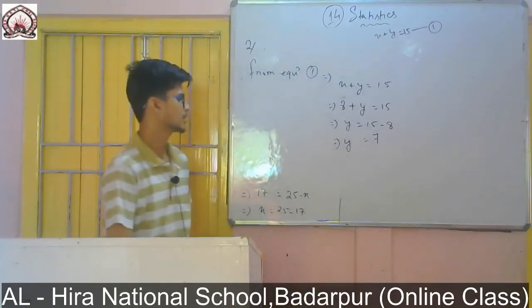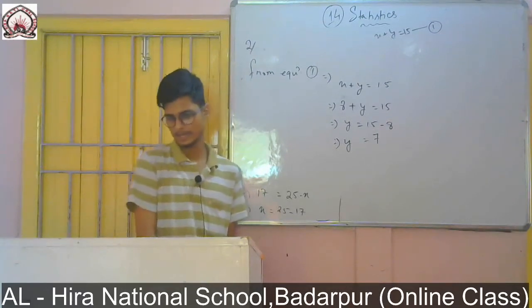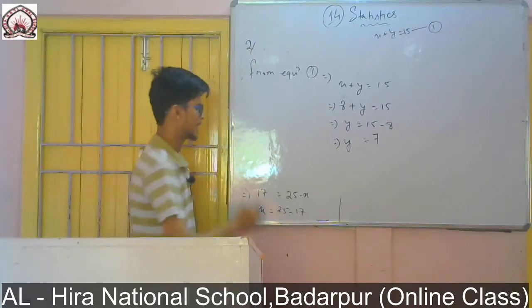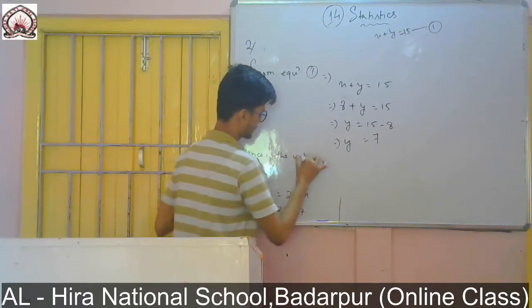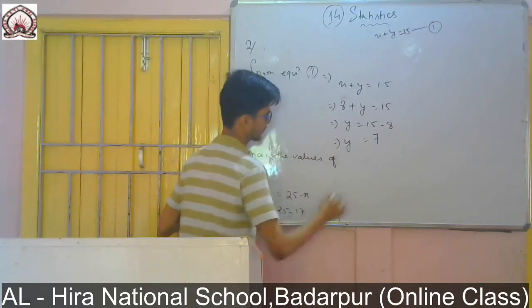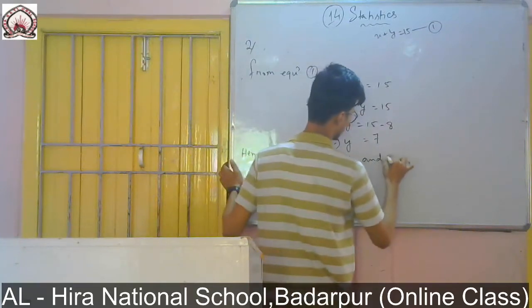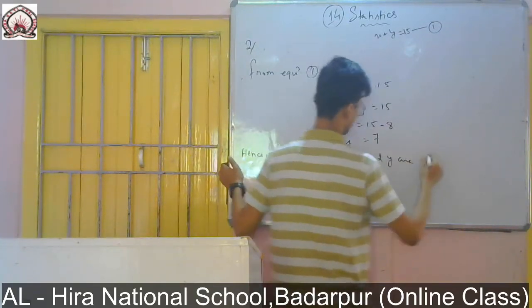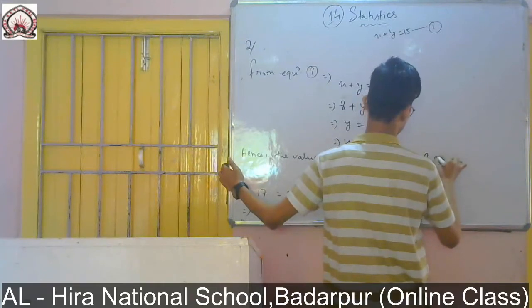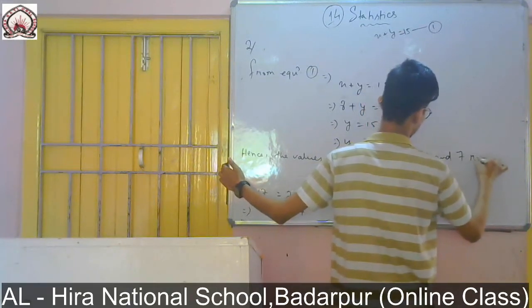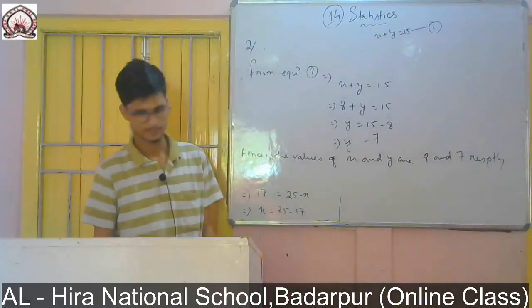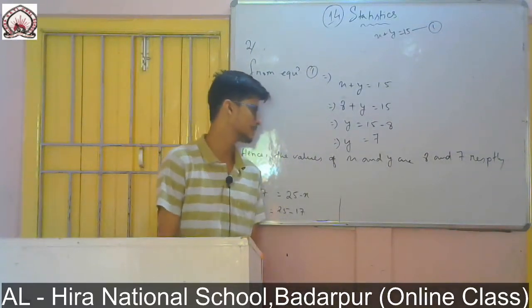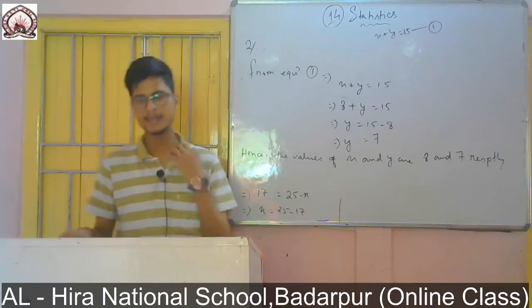So now I have got the value of x and y. X is 8, y is 7. So you write hence the values of x and y are 8 and 7 respectively. So hence the values of x and y are 8 and 7 respectively.